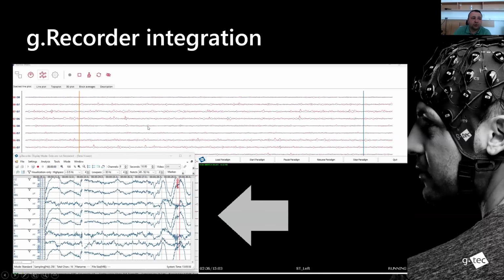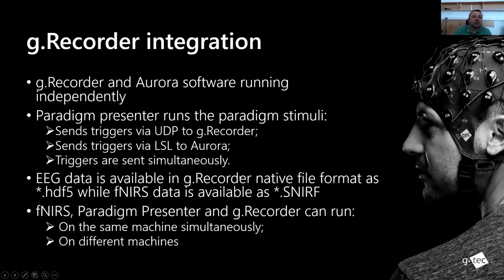Again, with g.Recorder that records the EEG. Here is the EEG signal, and we can nicely see the trigger, exactly the same as in Aurora. Just a small conclusion here: g.Recorder and Aurora software run independently. The paradigm presenter runs the paradigm and stimuli, sends the trigger via UDP to g.Recorder, sends the triggers via LSL to Aurora, and very important is that these triggers are sent simultaneously.